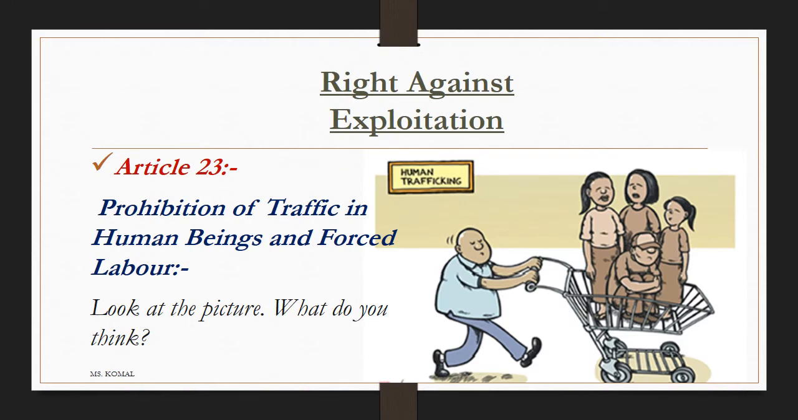Look at this picture in this slide. What do you think this picture is depicting? It's simply showing the prohibition of traffic in human beings and forced labor, that is mentioned in Article 23. So let us discuss more about it.